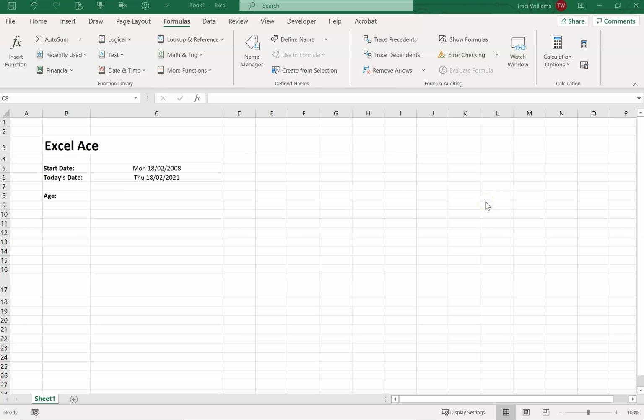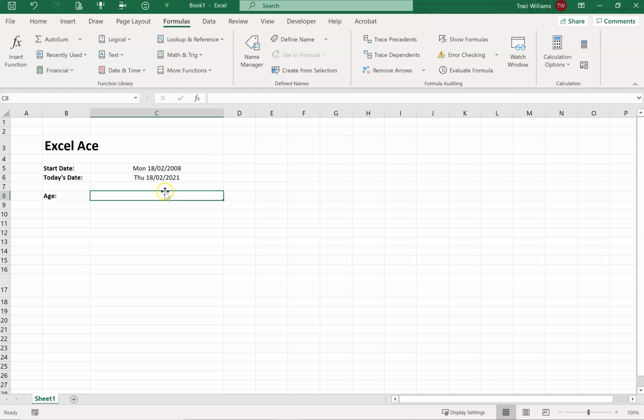So today is XL Ace's 13th birthday, and I know that because obviously I did some formulas that worked it out for me, and I'm just going to show you a couple of ways we could have done it. So if we put the start date in, I've literally typed in there 18th of Feb 2008, which is the day XL Ace was born.